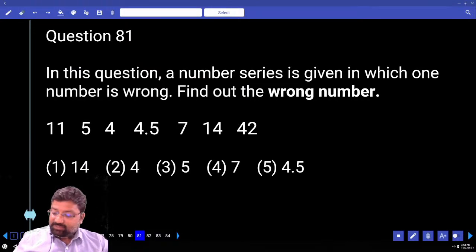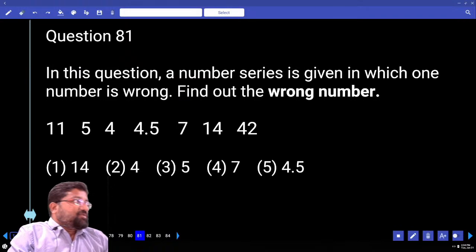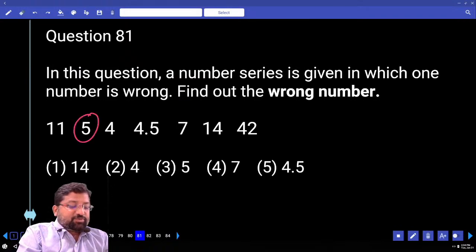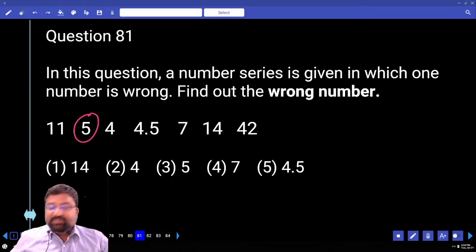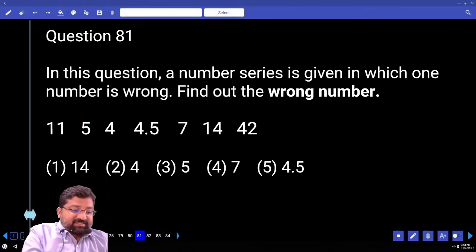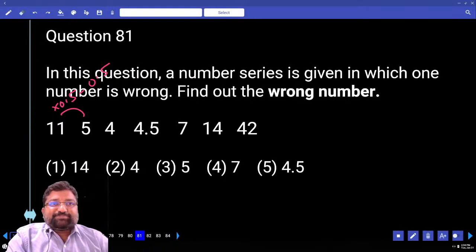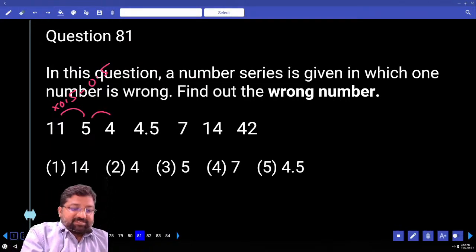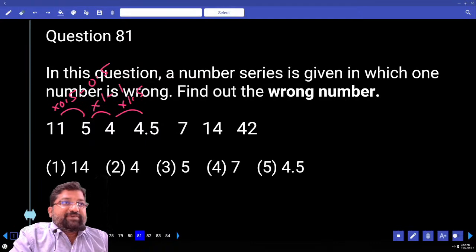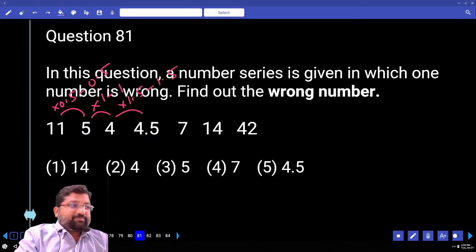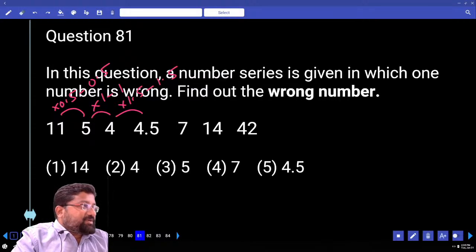Maybe we are involving decimal numbers here. And this 5 is almost close to half of 11. What is half of 11? 5.5. Can I say this is into 0.5 minus 0.5? Into 0.5 is nothing but half. Next is into 1 minus 1. Into 1.5. 4 into 1.5 is 6. 6 minus 1.5, 4.5.